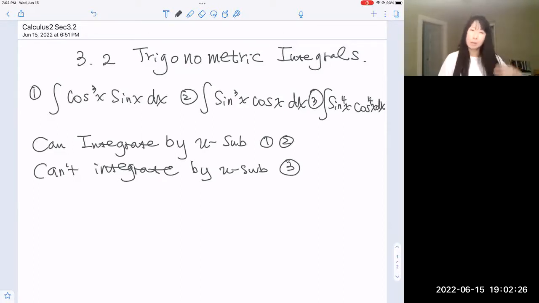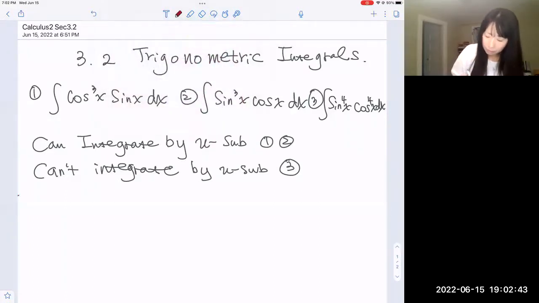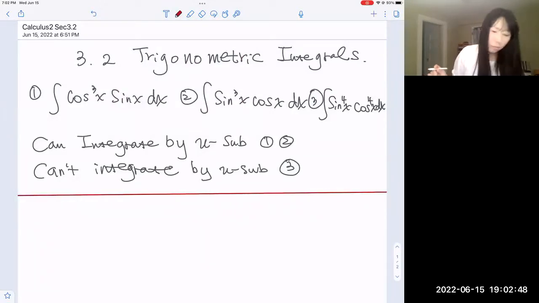Then we're going to use trigonometric integrals in this section. Okay. All right. So we have a strategy. Let me write it down. Why should I use this one? So that we can do this one later on. Number 3.